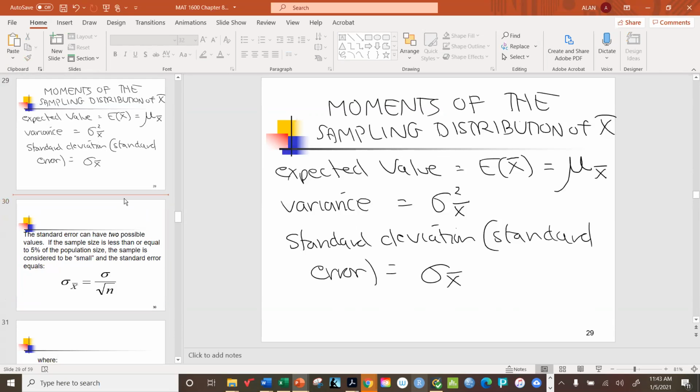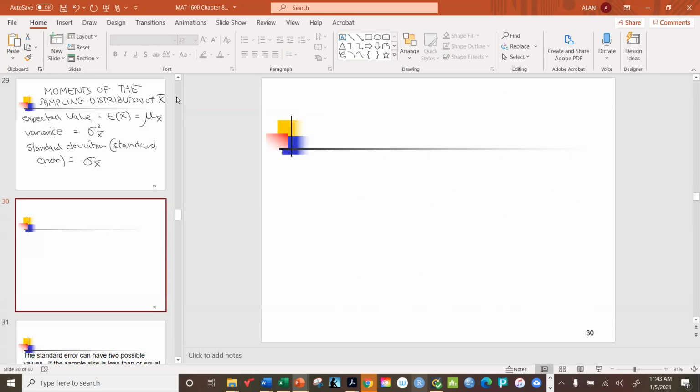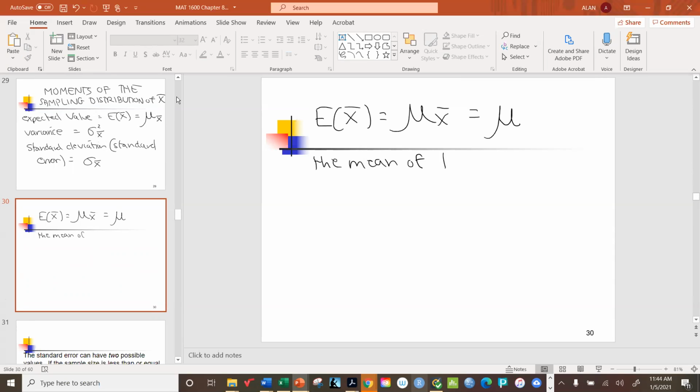Oh, all right. Well, this one, I jumped ahead a little bit here. Let me put it right here. So here's the first one. So what is this saying? That the mean of the sampling distribution equals the population mean.